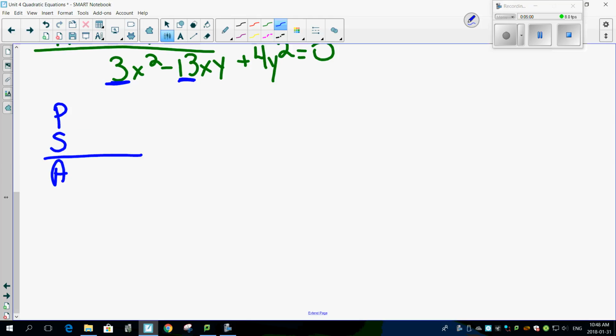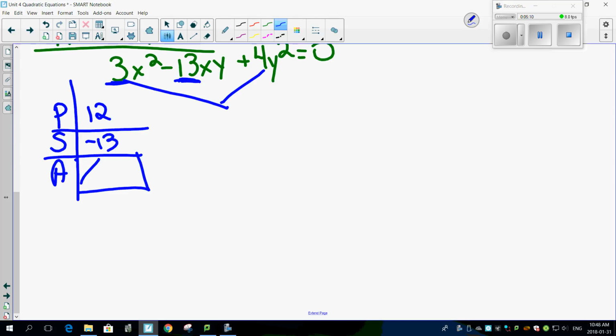All right, so PSA 2 means you take the front guy and the back guy, you multiply them together. That gives you 12. The sum is minus 13, and because it's a PSA 2, we cannot go to the answer. We have to do that grouping and stuff. So how do I get positive 12 as a product and a sum of negative 13? Well, simple. Minus 1 and minus 12.